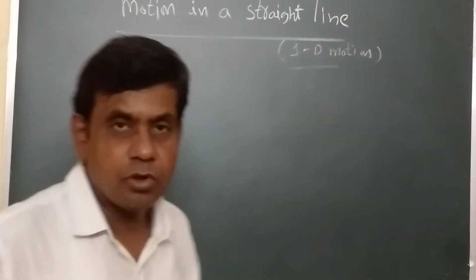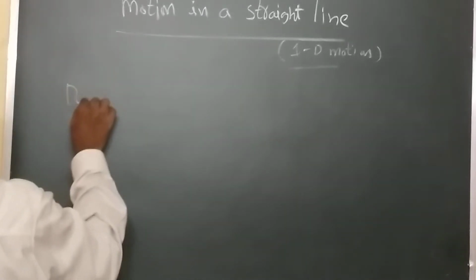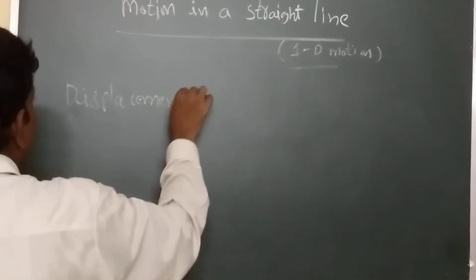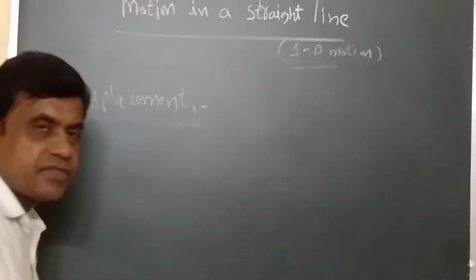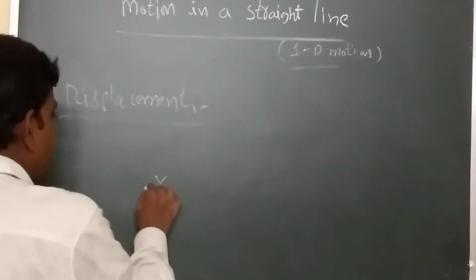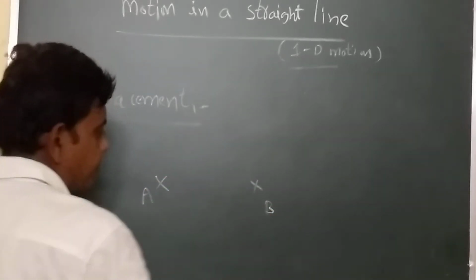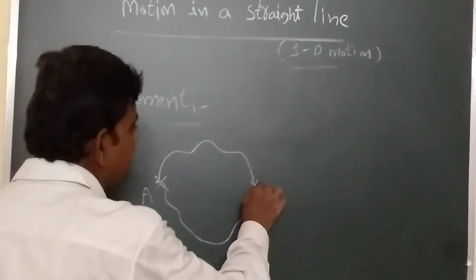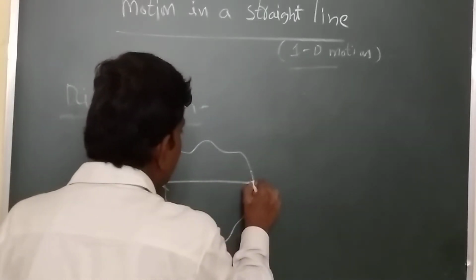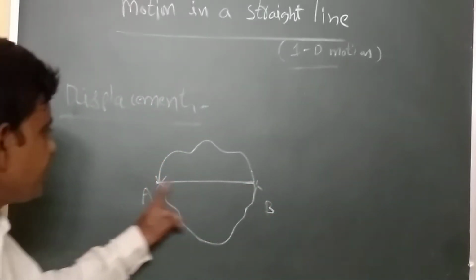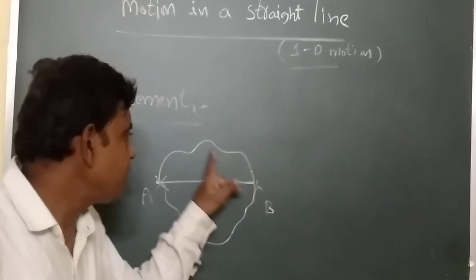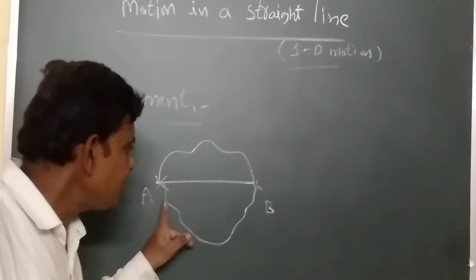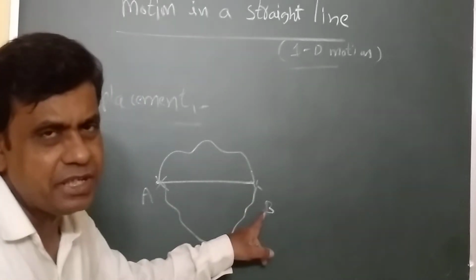Now we are discussing displacement. What is displacement? For example, one particle is traveling from position A to position B by different paths. One path is like this, another path is like this, another is a straight-line path. The straight line is the shortest distance compared to these two paths, the shortest distance between the two points A and B.